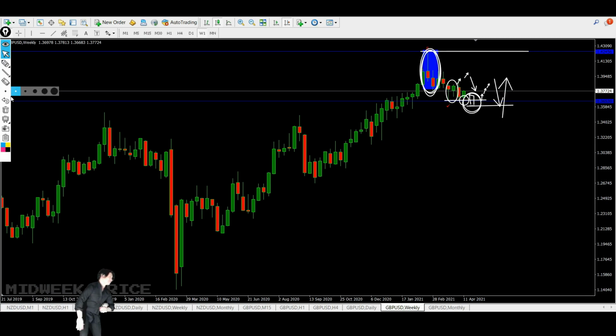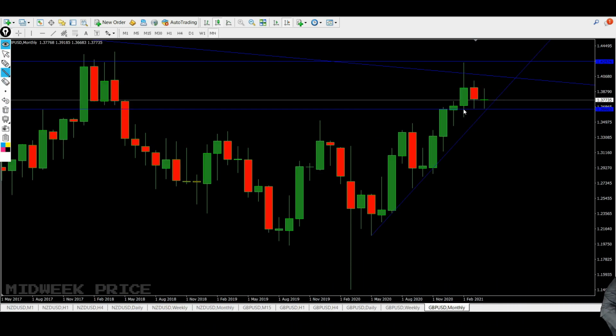So let me take you over there. Alright, this is a monthly chart. First of all, try drawing this horizontal level right here. Now this horizontal level is a monthly gap between these two candles. Alright, the other side of the gap is very small. It's right here.